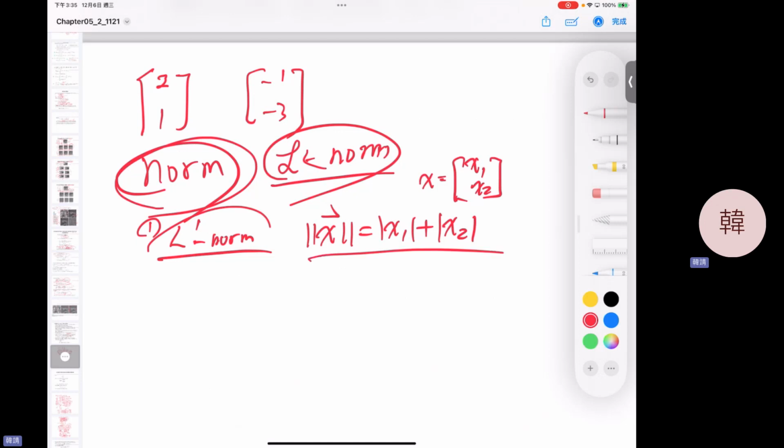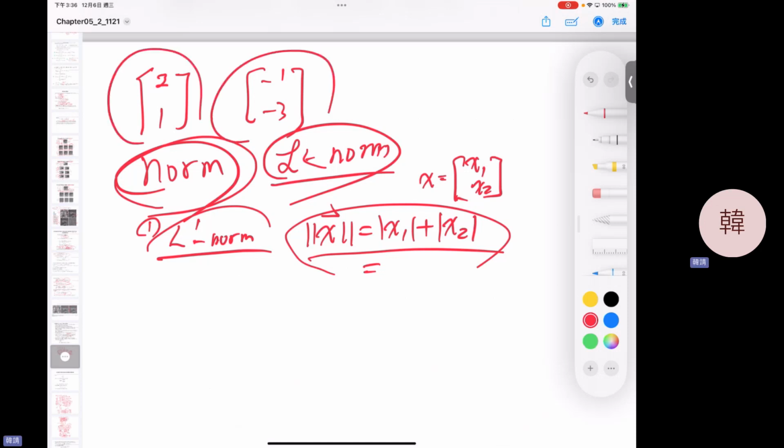It's just like your origin location, x1, x2. If you have two dimensions, it's easy to plot on a two-dimensional plane: x1 is the location in the x direction coordinate, and x2 is the y direction coordinate, and that's the location. So how do you go from the origin to this point? The Manhattan norm tells you to use the horizontal and vertical distance, the city block distance. So now you can compare these two. For this example, the L1 norm becomes 3, and for this one, the L1 norm becomes 4.